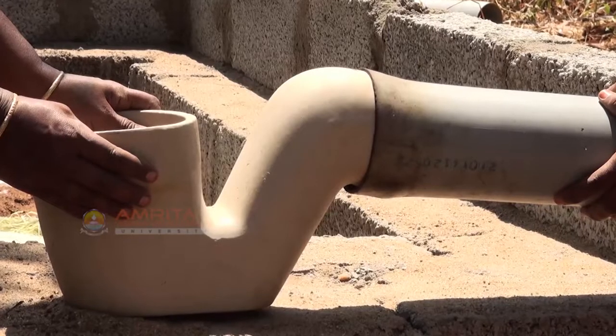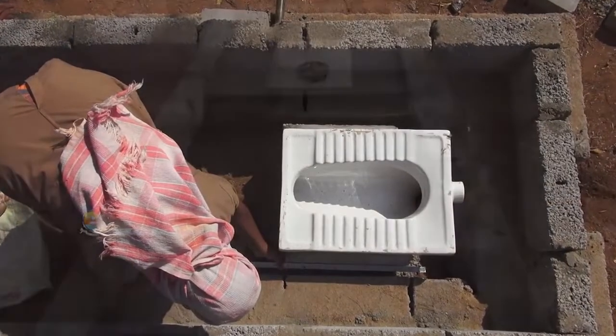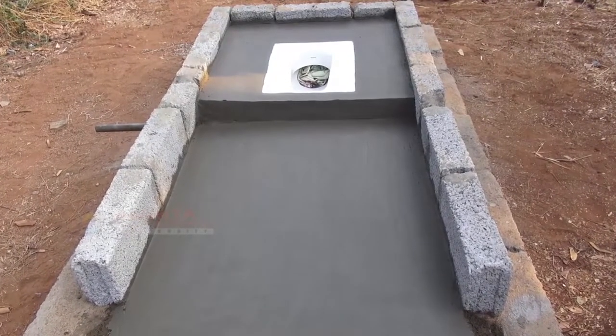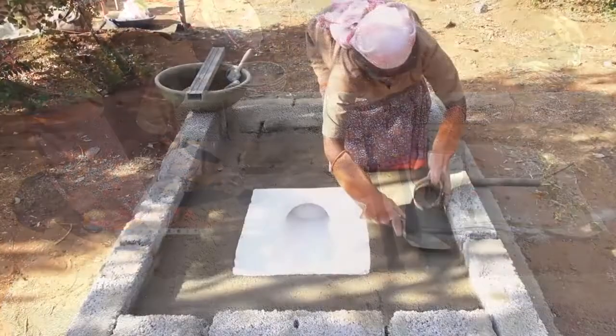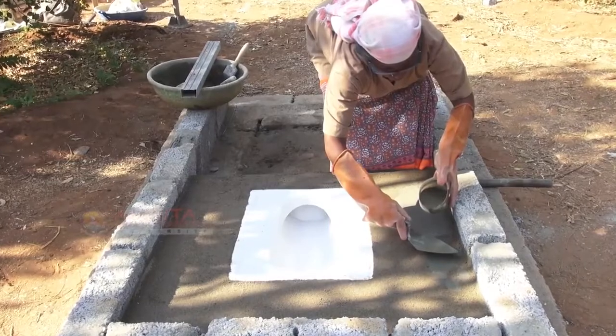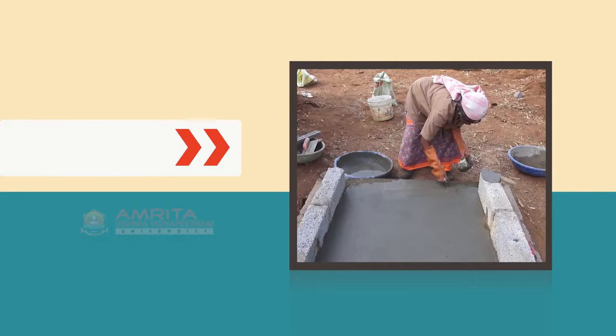In the previous session, we learned to install the P-trap and position the toilet pan. In this session, we will learn flooring the toilet area and bathing area. Understanding how to floor will help you create a floor which is strong, stable, and has a good appearance. At the end of this session, you will be able to floor the toilet pan area and floor the bathing area.